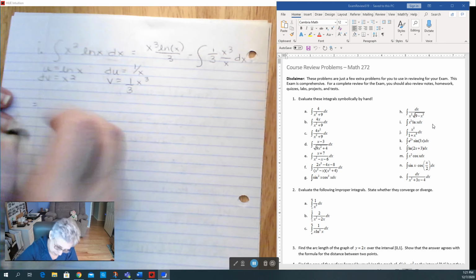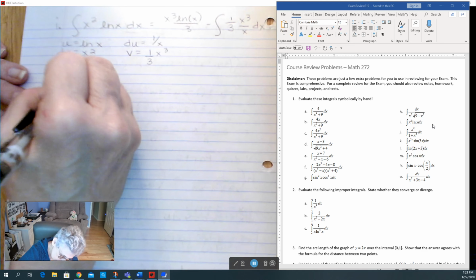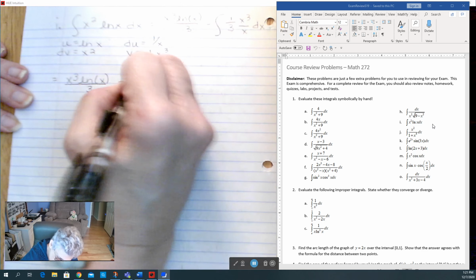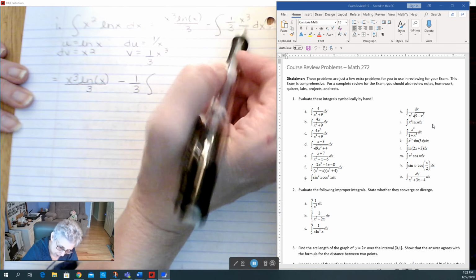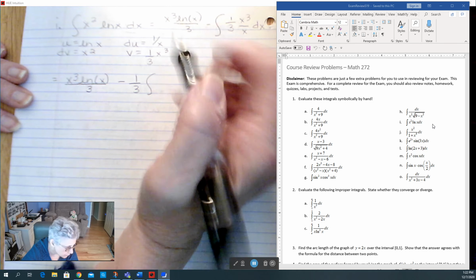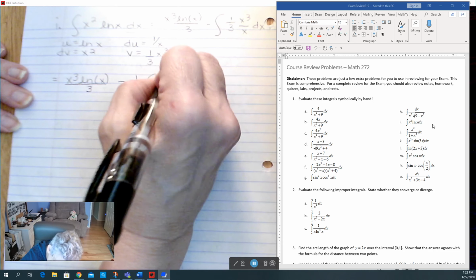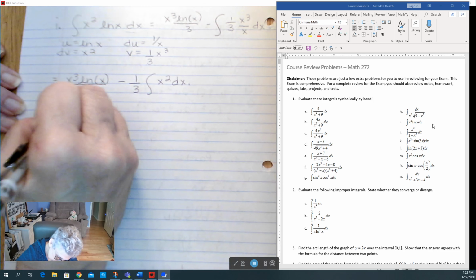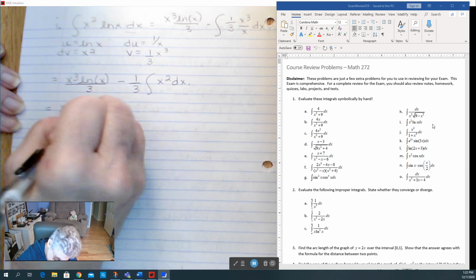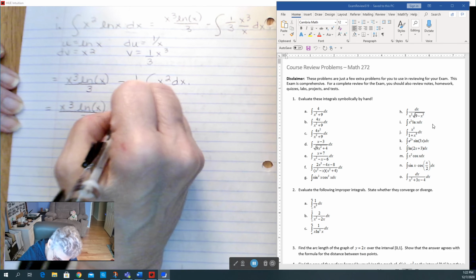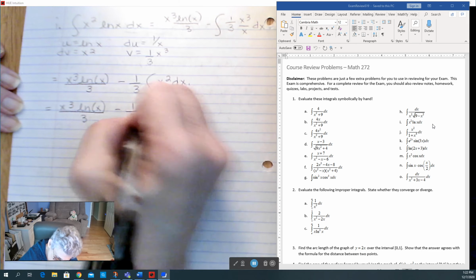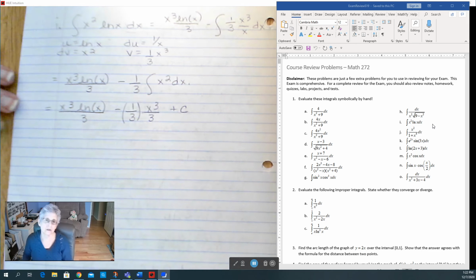Write it down here a little neater. I have x cubed times the natural log of x over 3 minus 1/3. I have x cubed up top with an x down below, leaves me with just x squared dx. And I have 1/3 times x cubed over 3 plus a constant. And yeah, you could do some multiplying, make it look a little friendlier.